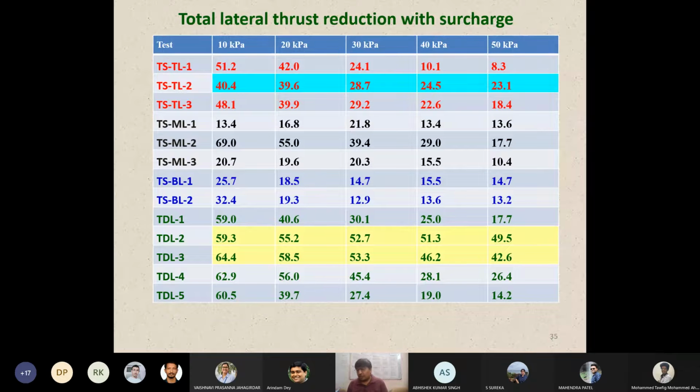Summarizing all this, we noted that using two relief shelves, we got the best optimum positions where we can get an appreciable total lateral thrust reduction in the range of somewhat 60%. Even with the higher surcharge of 50 kPa, we noted that this ranges from 40 to 50%. And in the single relief shelf case, we noted that this ranges between 23 to 40%. So from this model test, we recommend that using two relief shelves is always preferable.